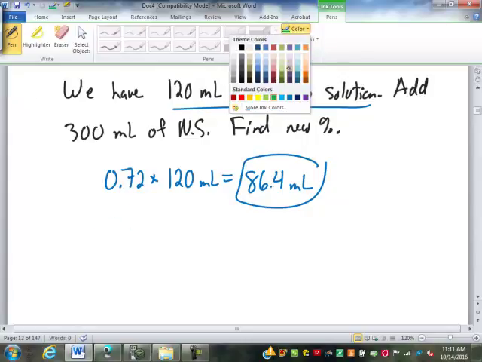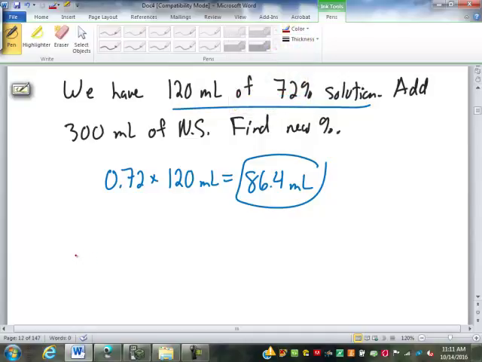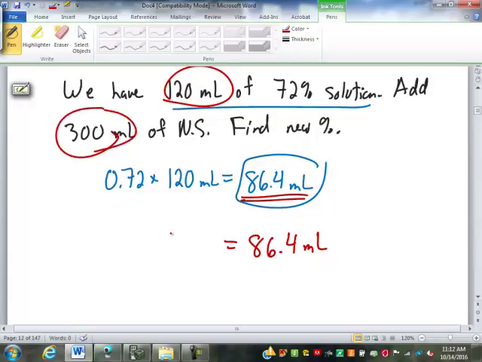So our new percent here is going to be 86.4 milliliters over how much total volume do we have here now? We had 120, we added 300 milliliters, right? It's now 420 milliliters. So we can solve this concentration formula now for this. X is now the concentration, or the percent. So what we would do is divide by 420.